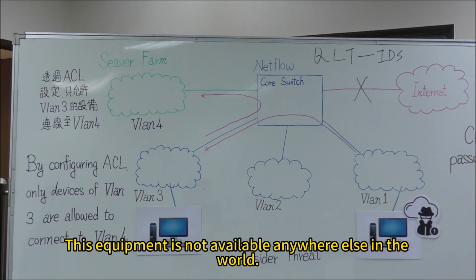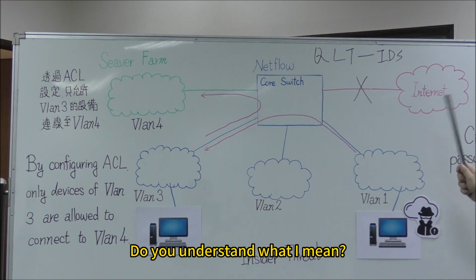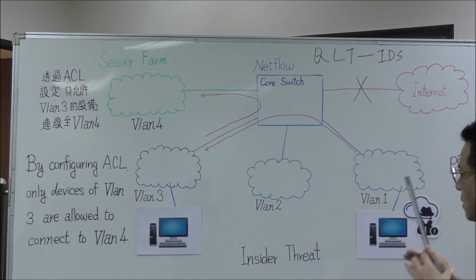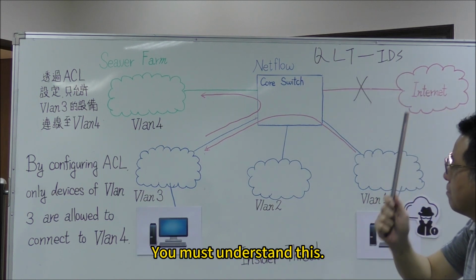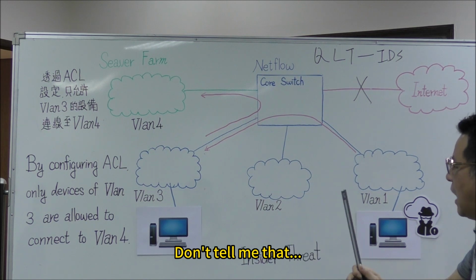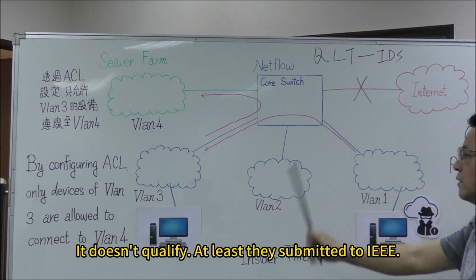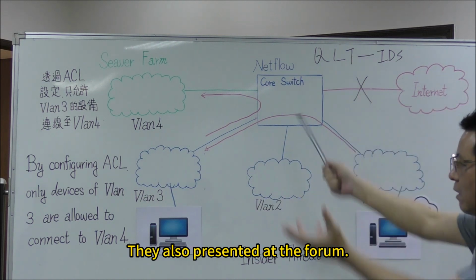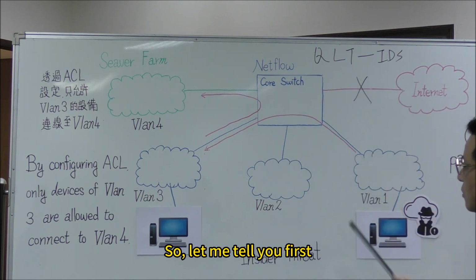This equipment is not available anywhere else in the world. It's only available from this company. Do you understand what I mean? In other words, you need to see the internal threats first. This is only available from this company. You must understand this. Don't tell me that this is because the product is from Taiwan. It doesn't qualify. At least they submitted to IEEE. They also presented at the forum. IEEE recognized this concept as well.